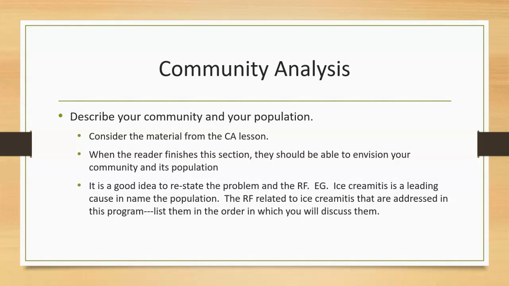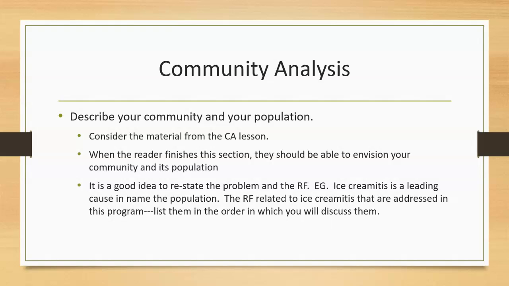In this part, there's a couple things you have to do. One is you have to describe your community and population. So in the community analysis lesson, there were lots of things that you could use to organize yourself and what you need and where you need it from. So you need to really look at that information that we used in class or that you finished at home and decide what goes in this paper to describe your population and the community. When the reader finishes reading this section, in their head, they should actually be able to envision what your community looks like and what the people are like who live there.